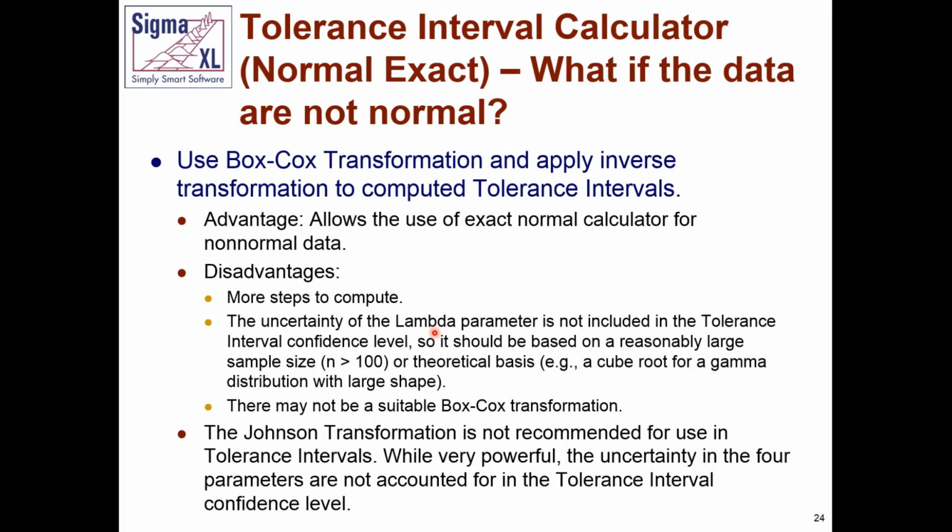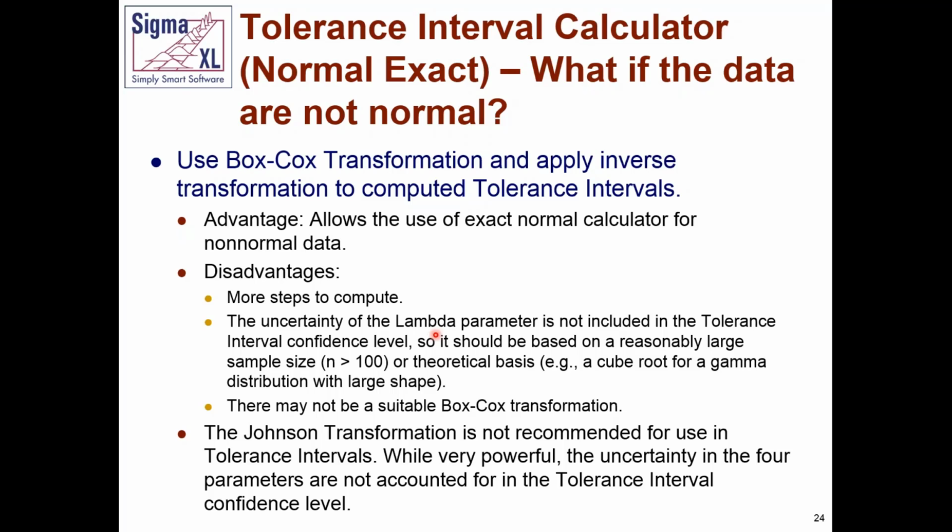Also, you have the problem that the lambda parameter, that's whether you're squaring or taking the logarithm, whatever you're raising to the power of, there is uncertainty in that parameter. And that uncertainty is not included in the 95% confidence level.